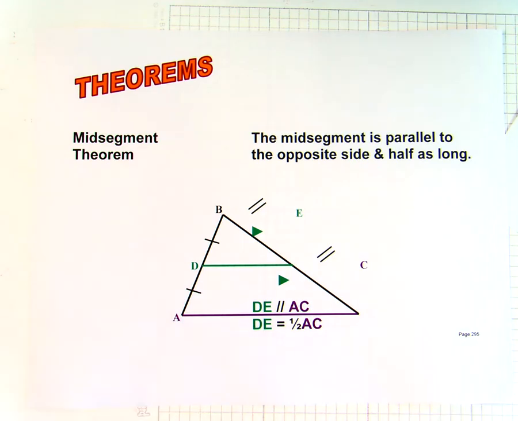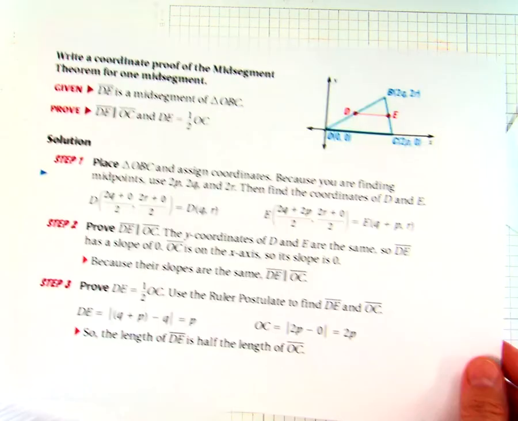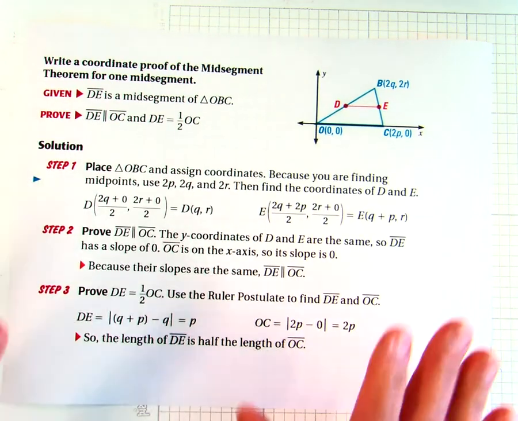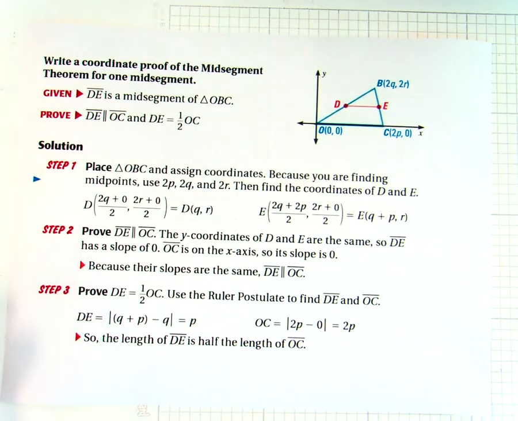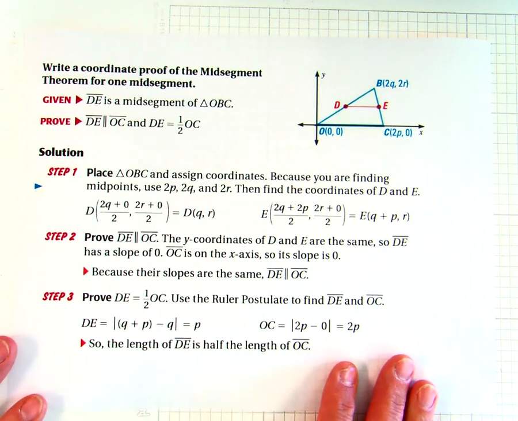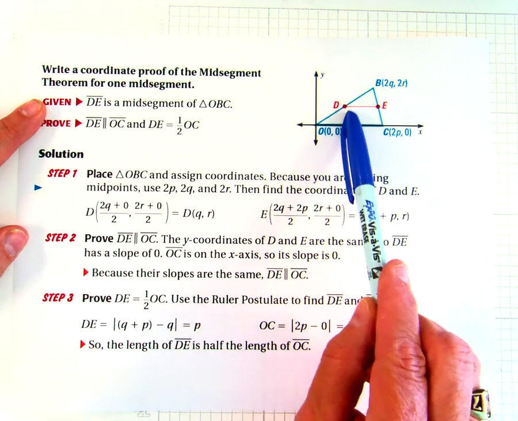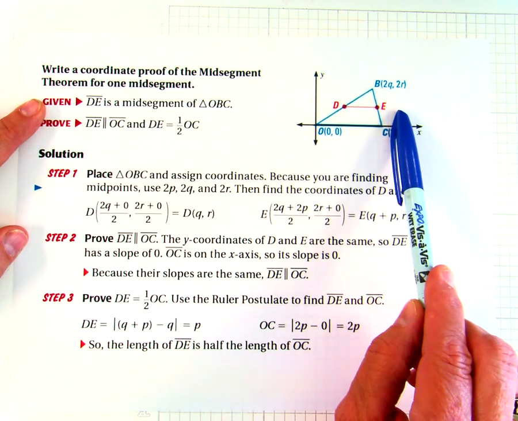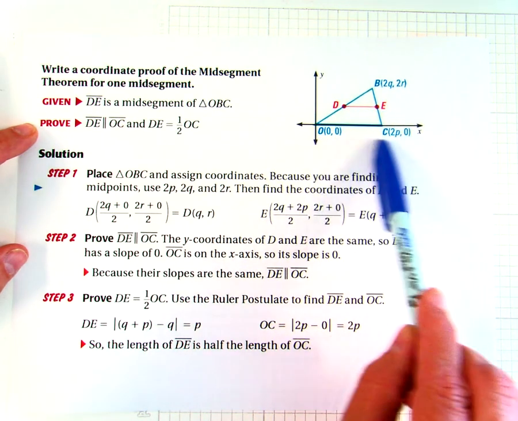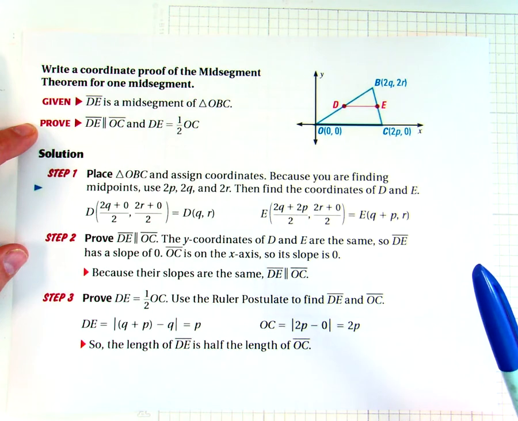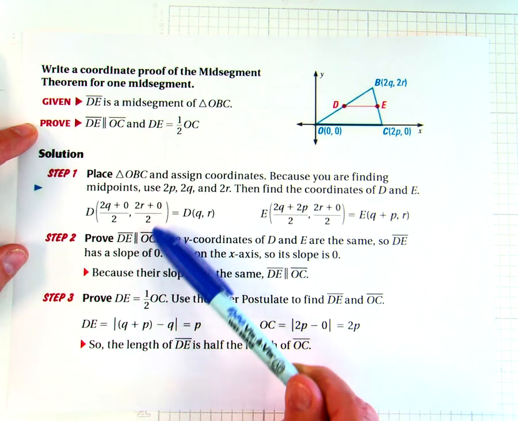How would we do a coordinate proof of this? A coordinate proof is a demonstration using 2 different aspects of a particular circumstance and showing arithmetically or algebraically that they are the same. So the circumstances here would be given that DE is the midsegment of the triangle, and we want to prove that they're parallel and that it's half. How would we do that?